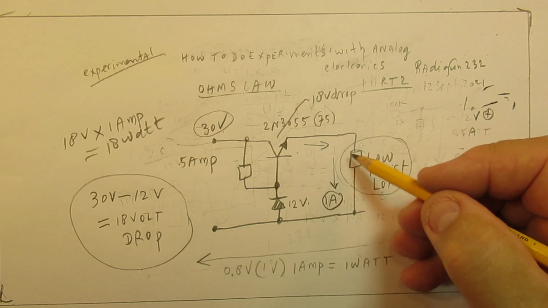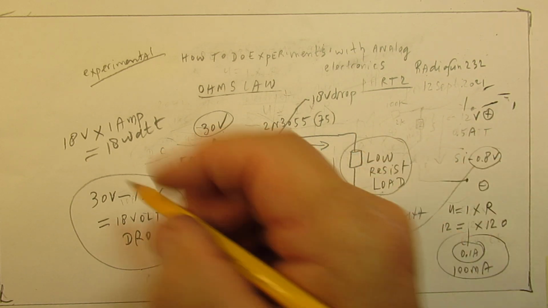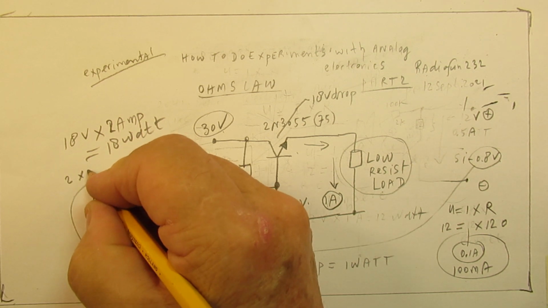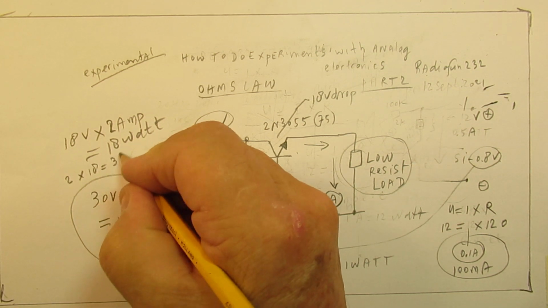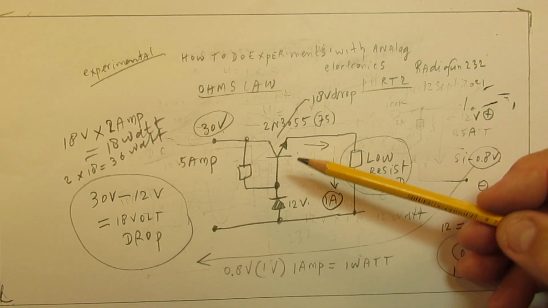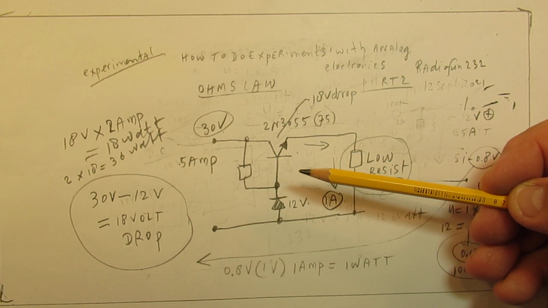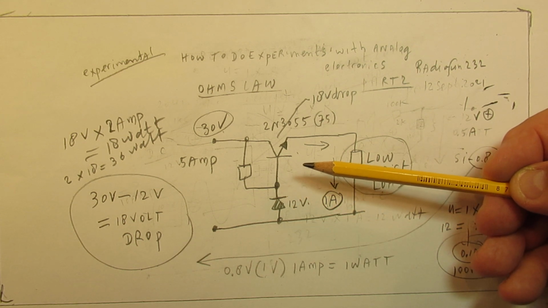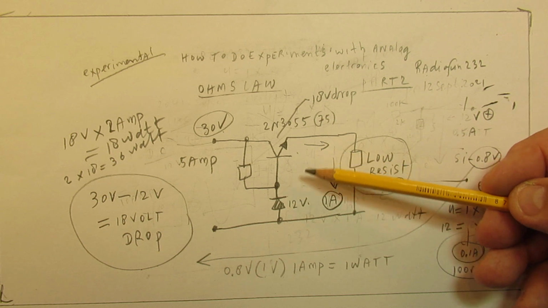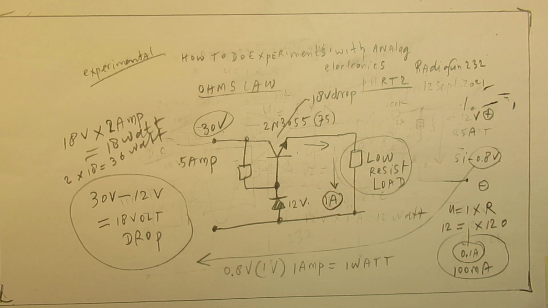When the current gets higher than 1 ampere, say it's 2 ampere, then we have 2 multiplied by 18 is 36 watt, and we know that the 2N3055 can only handle approximately 150 watt. It will get quite hot, it surely can handle it, but it needs a heat sink.